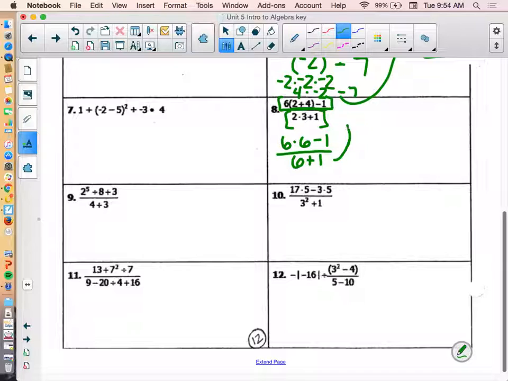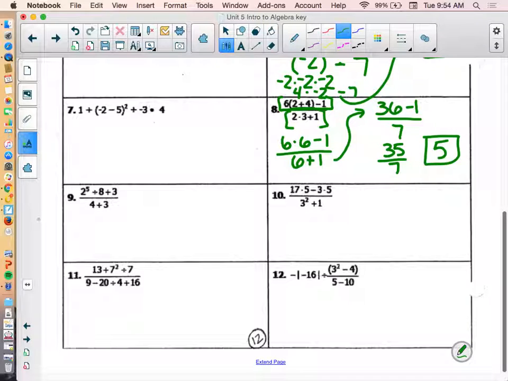So then we can continue up here. We can do the multiplication from left to right. So 36 still is minus 1. And we can go ahead and add, because that's the only thing left on the bottom. So now 36 minus 1 is 35. I can go ahead and do 35 divided by 7 and get my final answer is 5.